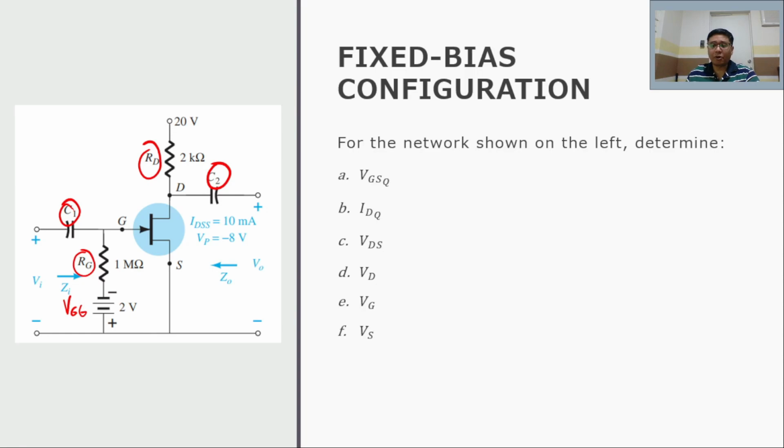We're going to perform DC analysis first as a recap. For the network shown on the left, determine letter A, VGSQ or the gate to source voltage, IDQ or the drain current, VDS or the drain to source voltage, VD or the drain voltage with respect to ground, VG or the gate voltage with respect to ground, and VS or the source voltage with respect to ground.